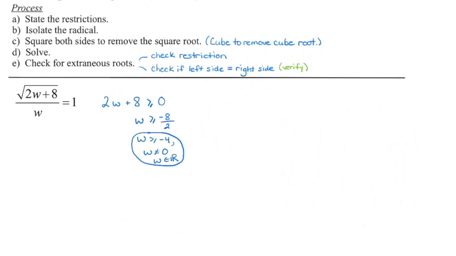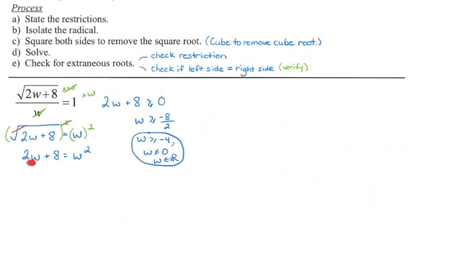When we go to isolate the radical, so on the left-hand side we have this square root, we need to get rid of this divide by w. So I'm going to do the opposite operation, which is multiply by w. The w in the numerator will cancel with the w in the denominator, leaving us just with the radical. We're going to get rid of that radical by squaring both sides, and then because we do end up with a squared, it is a quadratic equation, degree 2.